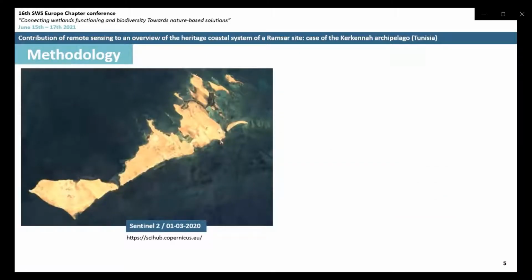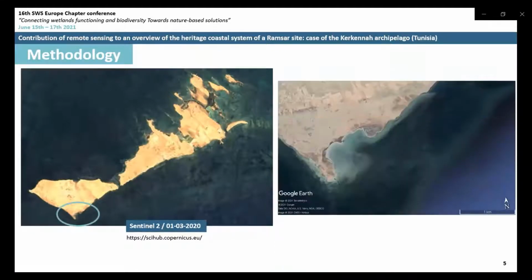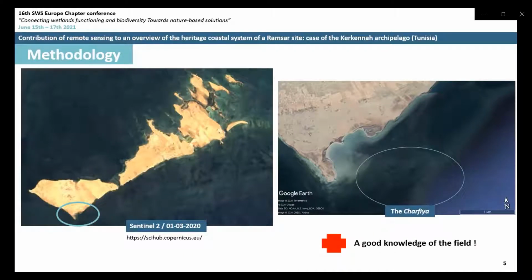Therefore, we studied a Sentinel-2 image recorded on the 1st of March 2020, available via Copernicus, in order to delimit the areas occupied by the Sebkha and the Palm Grove. Then emphasis was placed on the village of Melita to locate the Sharfia, which was digitalized from a Google Earth image, also thanks to a good knowledge of the field.